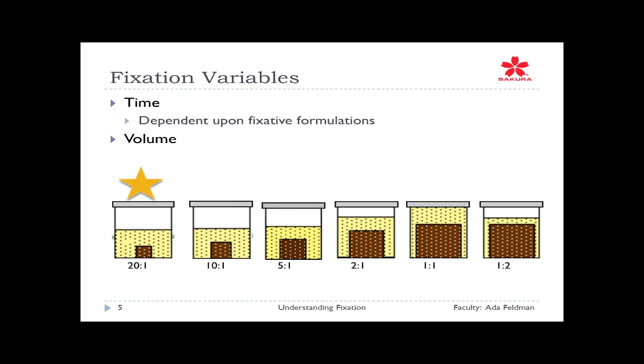Here you can see six different specimen containers, and the little brown speckle in there represents the tissue. Textbooks tell us we want there to be 20 times more volume of fixative than the specimen. Now, I know and you know there are times our specimen is so huge that a 20-to-1 volume is impossible. But whenever possible, we've got to make sure we have that excess volume.